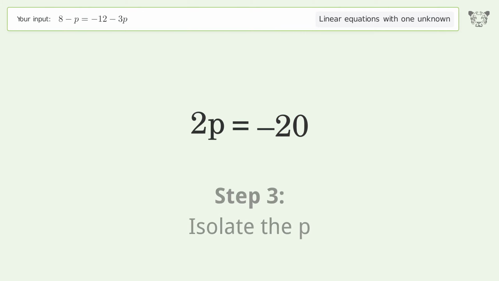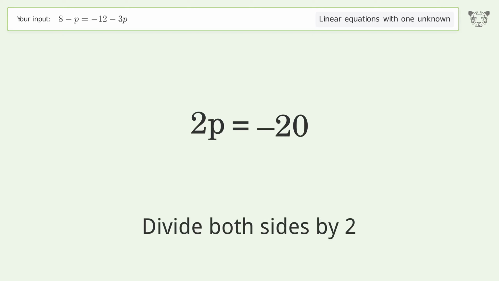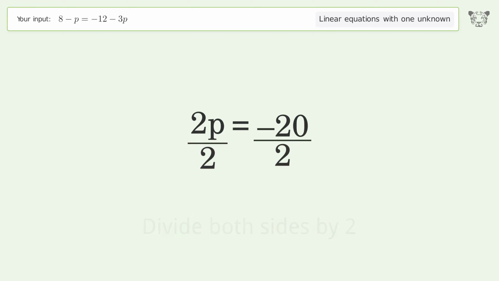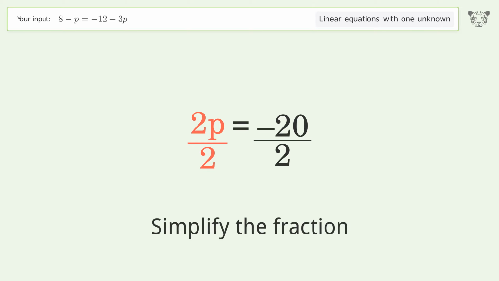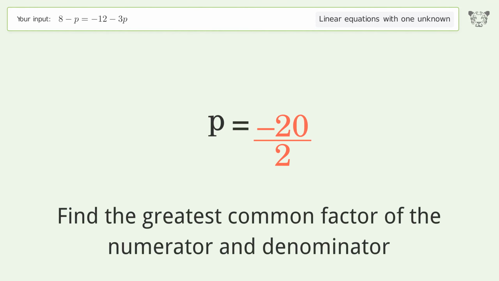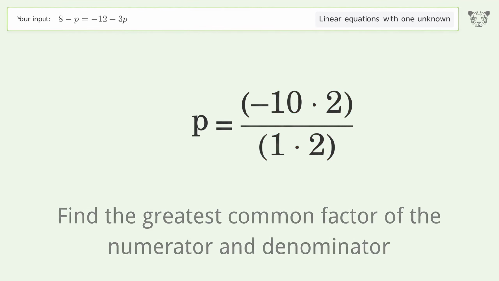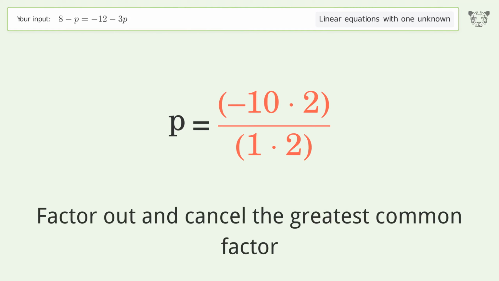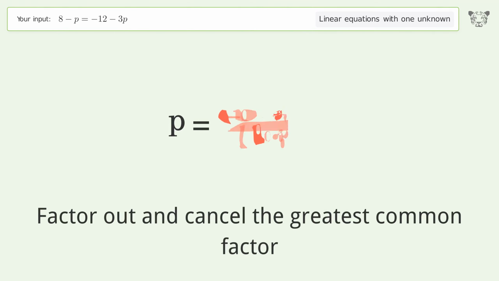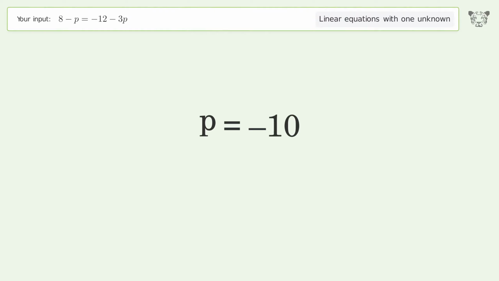Isolate the p. Divide both sides by 2. Simplify the fraction. Find the greatest common factor of the numerator and denominator. Factor out and cancel the greatest common factor. And so the final result is p equals -10.